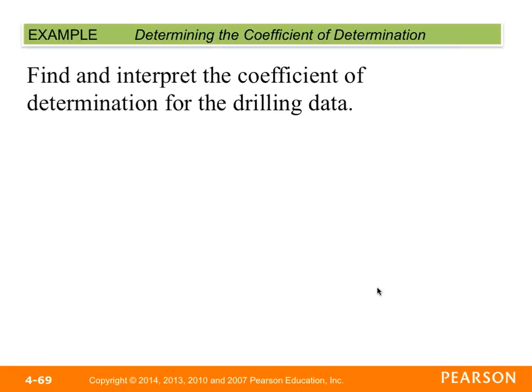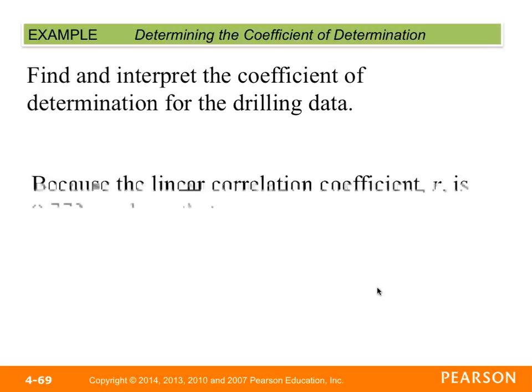Okay, so let's find and interpret the coefficient of determination for our drilling data. We know that the linear correlation coefficient, our little r, is 0.773. So if you would like to figure out r squared, all you have to do is take your 0.773 and square it, and you end up with a smaller number, 0.5975. You should always get a positive value for r squared, because whenever you take a number and you square it, if it's negative, it's going to become positive. If it's positive, it's going to stay positive. So you get 0.5975.